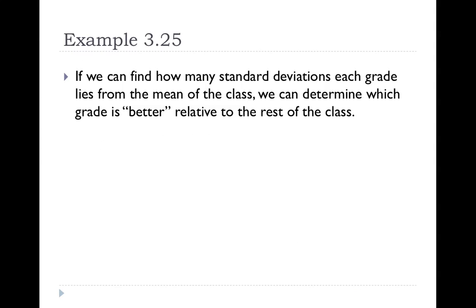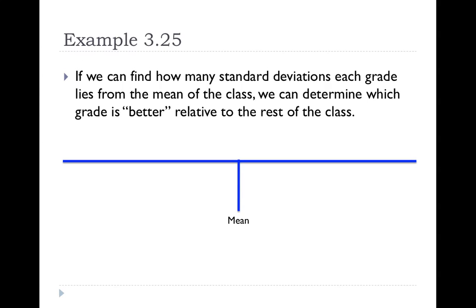If we can find how many standard deviations each grade lies from the mean of the class, we can determine which grade is better relative to the rest of the class. Okay, so let's assume the mean is in the center. Lower z-scores are closer to the mean, higher z-scores are further away from the mean. If a student scores close to the mean, they didn't score as well as students who scored higher away from the mean. Okay, so if the mean is 75, a low z-score could be a score of 79, where a high z-score could be a score of 85.